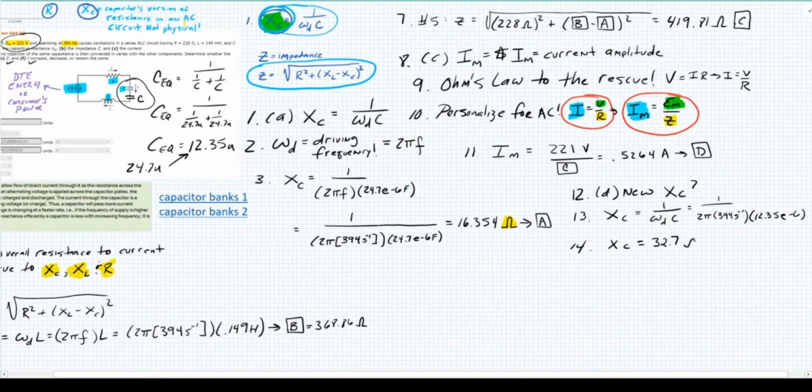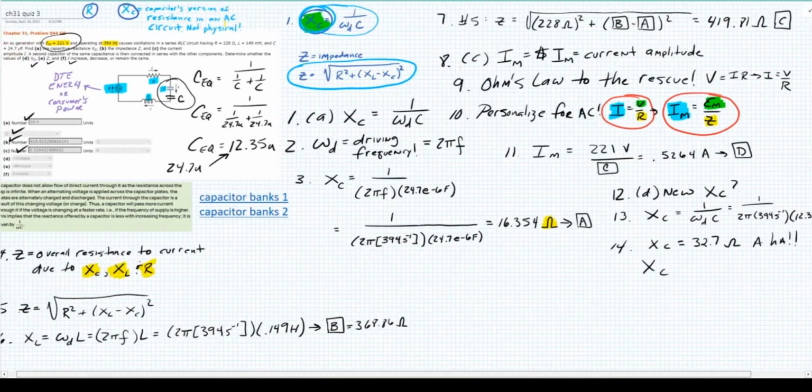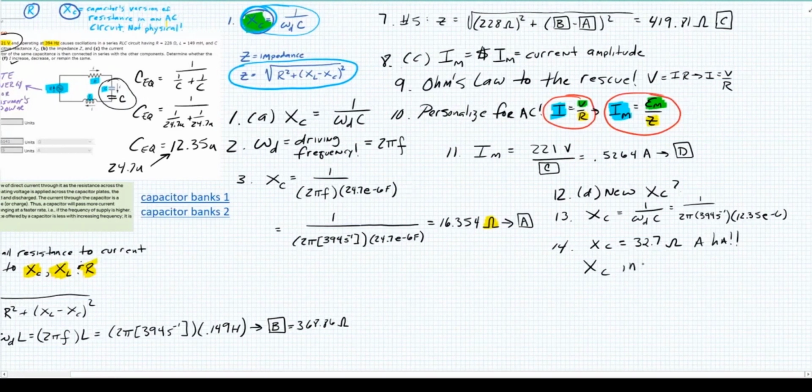32.7 ohms. So aha, this is a big aha. X sub C increased. Is that what they say too? Yeah. So X sub C increases. So when you reduce the capacitance, you basically increase the resistance that is caused by that capacitance. And I really shouldn't say resistance anymore. I'm going to refer to the term reactance or sometimes impedance.